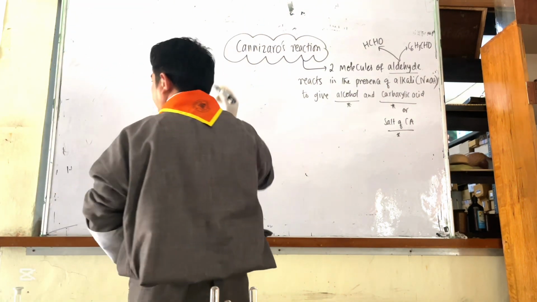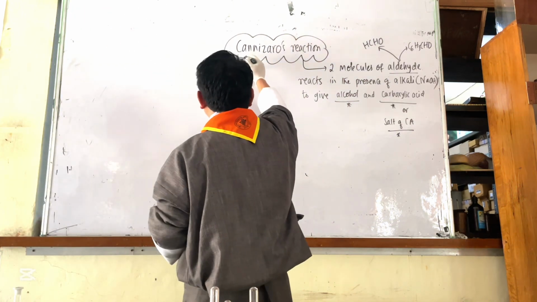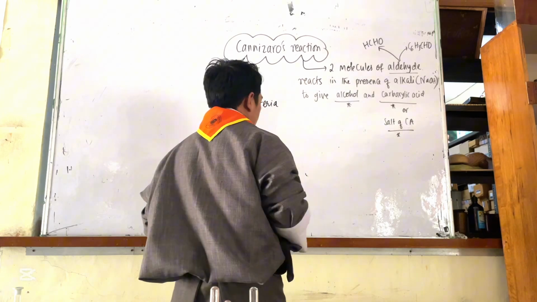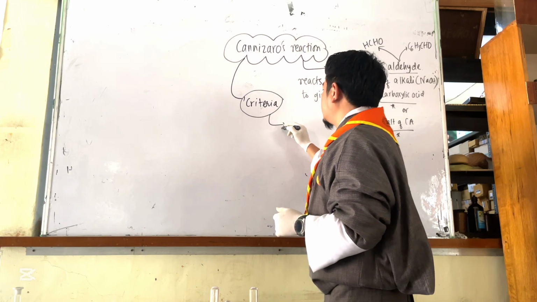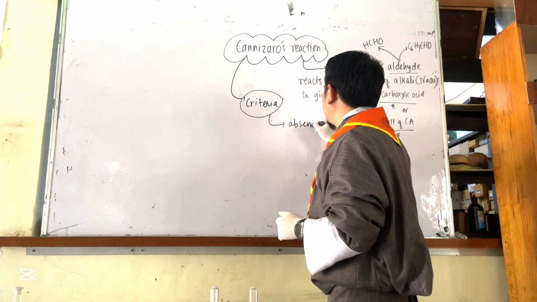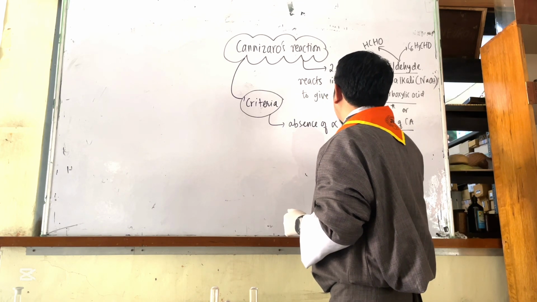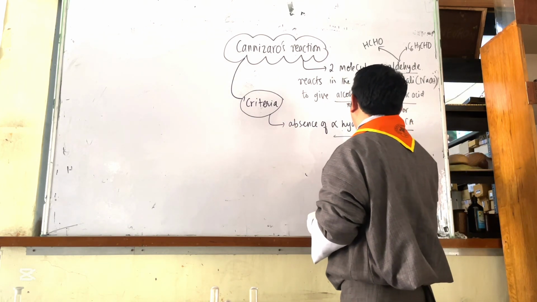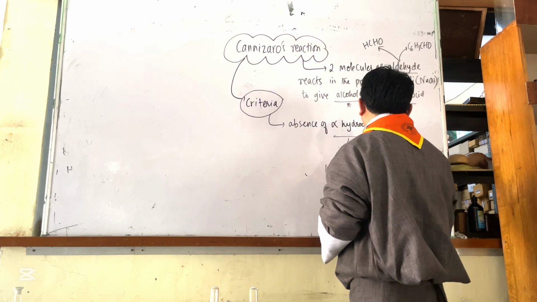The criteria for Cannizzaro reaction. The criteria for carbon compounds to undergo Cannizzaro reaction is absence of alpha hydrogen. So absence of alpha hydrogen, you can find the absence of alpha hydrogen in formaldehyde and in benzaldehyde.